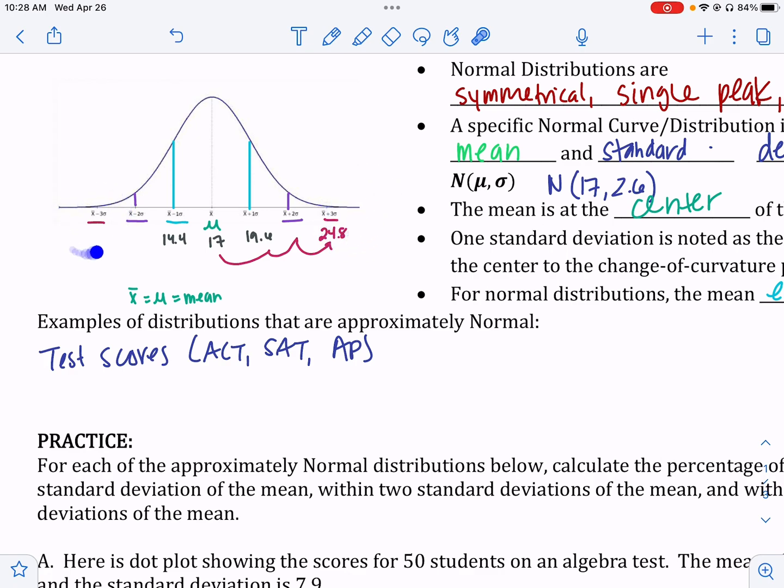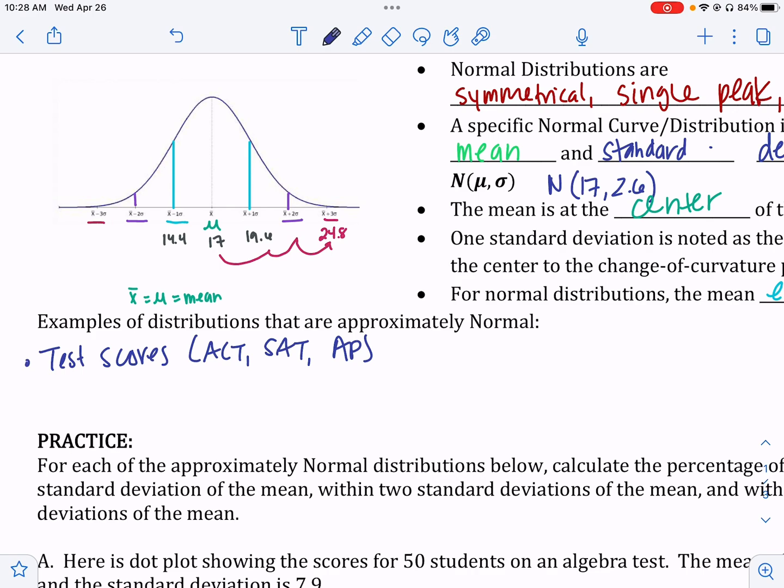Versus on the other side, thinking about an AP exam, if you're in this small category here, you're the people getting a 1. These might be around the 2s. You know, the 3s are probably in here, the 4s, the 5s. It's not always going to be perfectly that way, but it's going to approximate that. So test scores are very, very often normal.